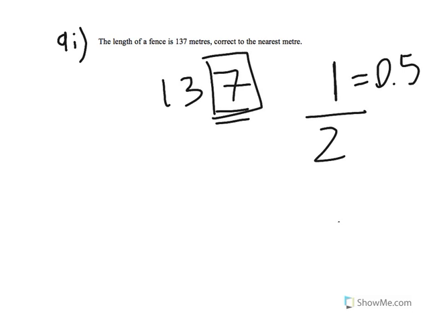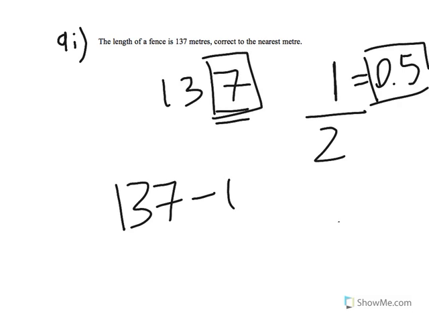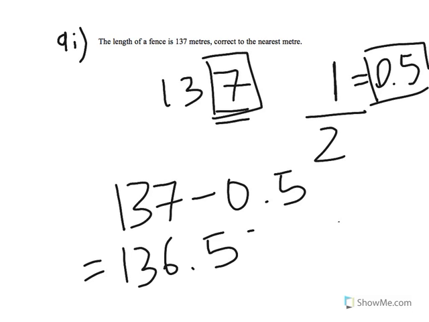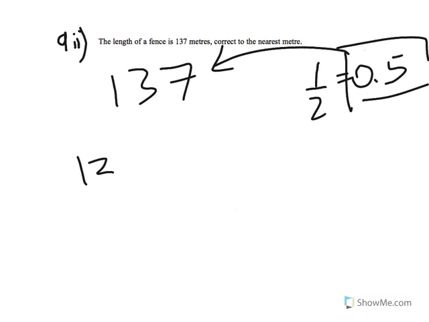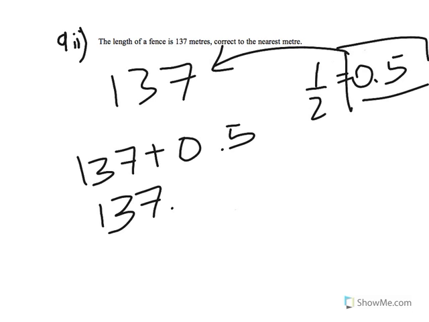Now to find the lower bound, all you got to do is take your original number, 137 in this case, and subtract this number here, 0.5. And that's going to give you 136.5, which is the lower bound for the length of the fence. Now for 9.2, to find the upper bound, all you got to do is take this number and add it onto that. So 137 plus 0.5, which is 137.5. And that is the upper bound.